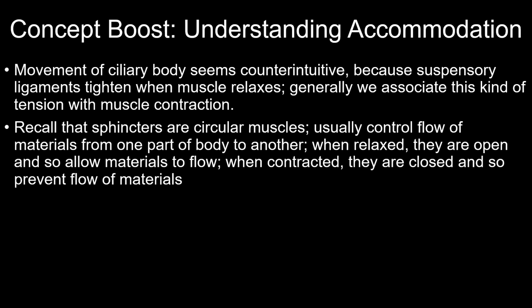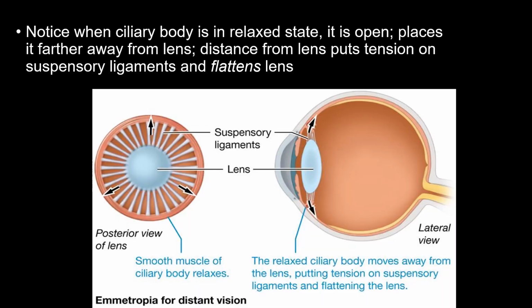So a relaxing circular muscle, like the ones in the ciliary body, is going to open up and tighten those ligaments, which pulls the lens into a flattened shape. And then when they're contracted, they're going to shrink down, and the ligaments don't change in length, so they actually slack up, and they allow the lens to return to a more rounded shape. Let's see, there should be an image here.